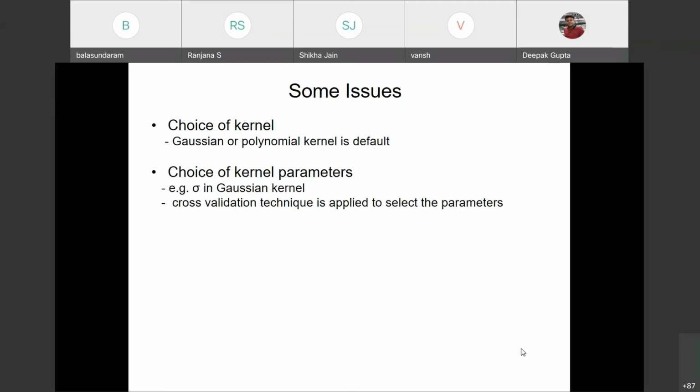There are issues, like which particular kernel function I will choose: polynomial, Gaussian, or something different. And after choosing, suppose I choose Gaussian, how do I choose the kernel sigma? How do I choose the C value? These are some of the issues that come up, and there are ways of doing that.